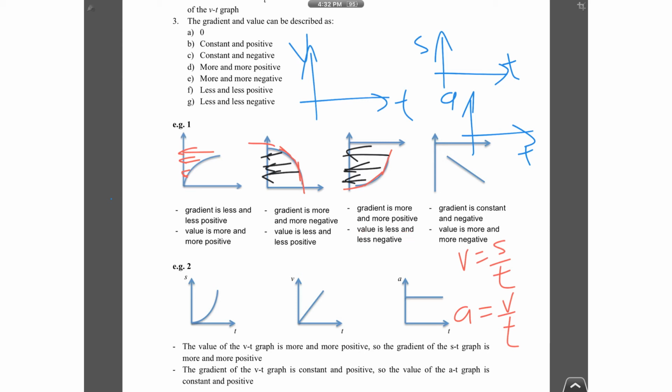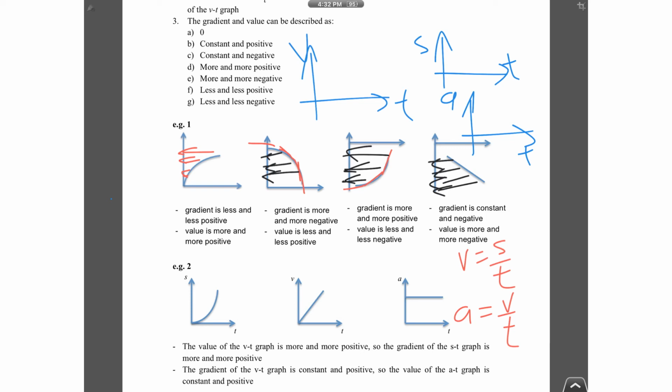Okay, now the last one. If you move down from here to here, is it a straight line or a curve? Okay, now is it pointing down or up? So how will you describe the gradient? Constant and negative. But when you look at the value, you must assign the y-axis value like this. So when you move from here to here, how do you describe these values? More and more negative. You understand?